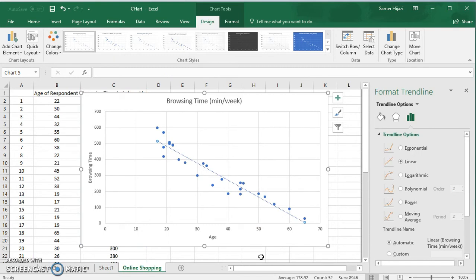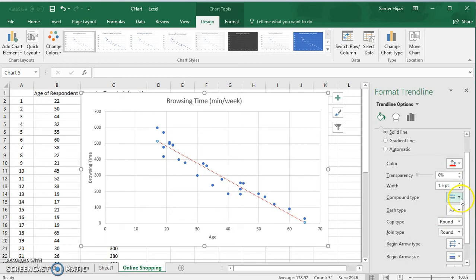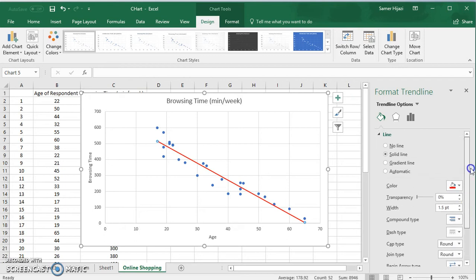Excel automatically detects that this is a linear relationship, so it adds the line of best fit. And if you believe that it's not, you can change it, and you see that it's not a straight line now, it's exponential, but it is a linear equation, so we're going to keep the line. We're going to go and format this line. Let's make it a different color to distinguish it from the data that we have, and let's make it straight so you can see it.